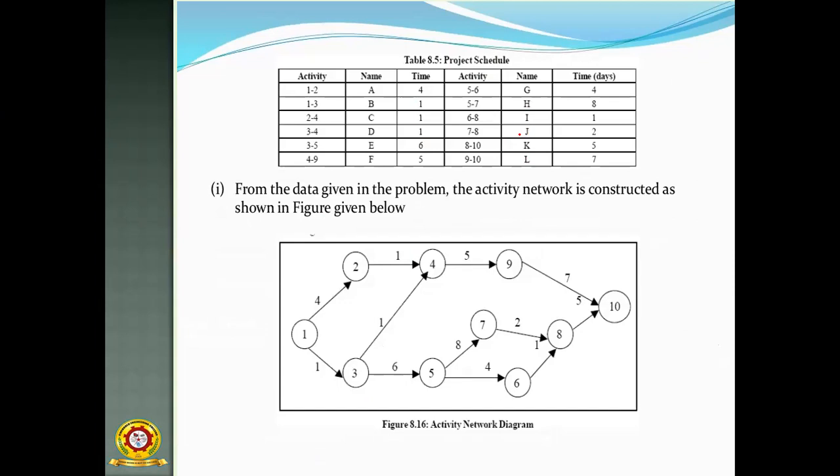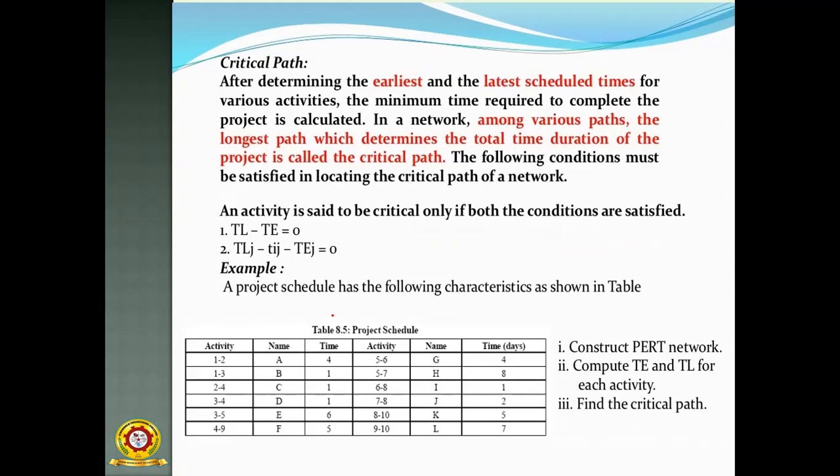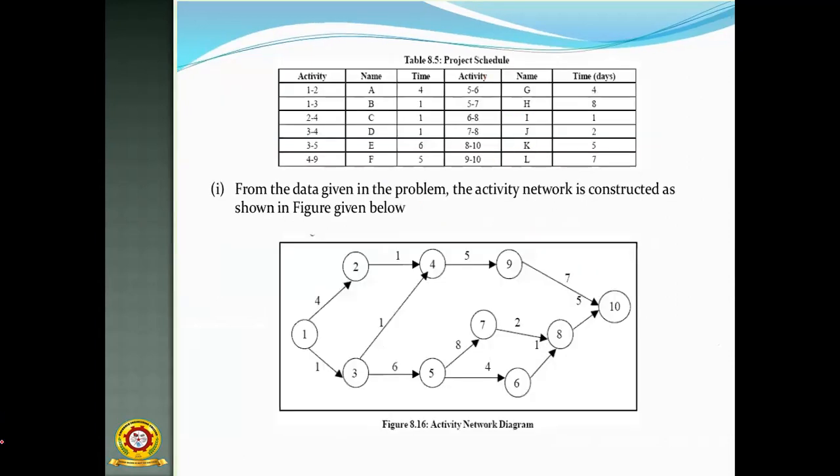The same schedule is also mentioned in the diagram, so that you are able to understand the diagram very easily. So what is the starting activity?